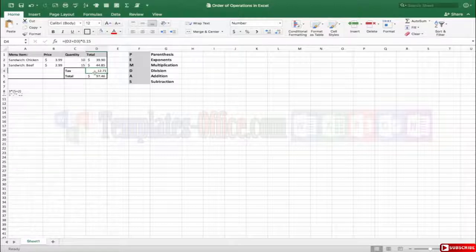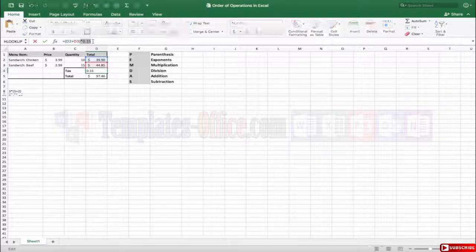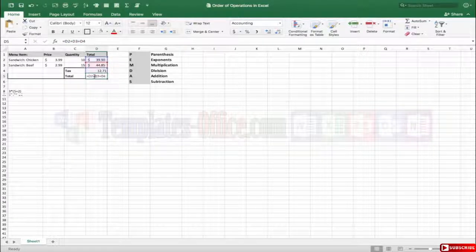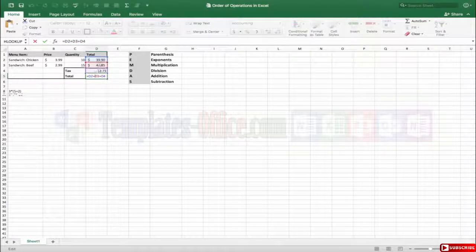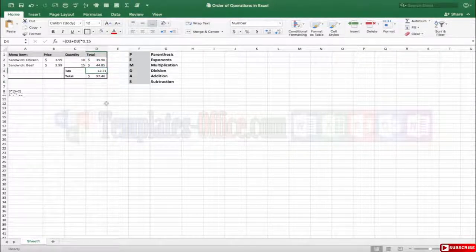Come down to the tax section. What it's doing is it's taking both of these, adding them together, multiplying it by a factor of 15.15%, which in this case is our tax rate. And then in the total column, what we're doing is we're adding D2 plus D3 plus D4 to give us our total. Now the order of operations in this scenario comes with the tax section, and I want you to pay attention to this very closely.